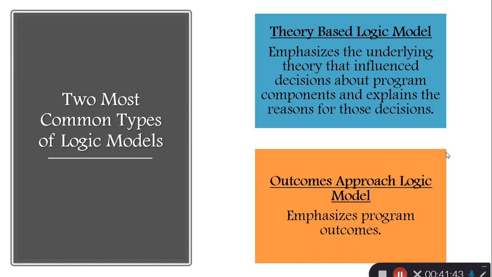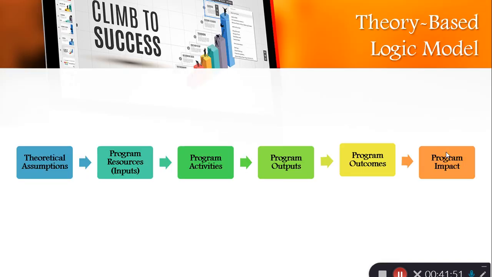And then an outcomes approach logic model is very similar to the logic model that I just reviewed, and it really emphasizes program outcomes. So in terms of a theory-based logic model, as you can see here, it starts out with the theoretical assumptions that underlie the program, and then it goes into program resources, program activities, program outputs, program outcomes, and program impact.